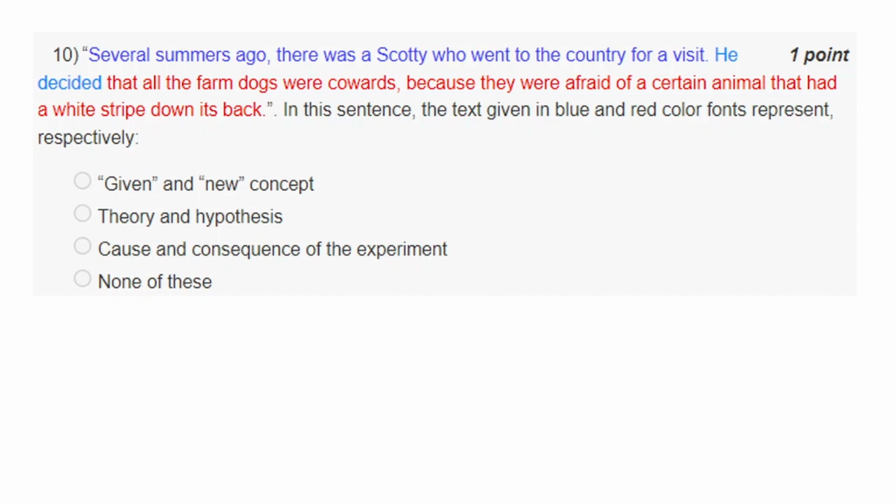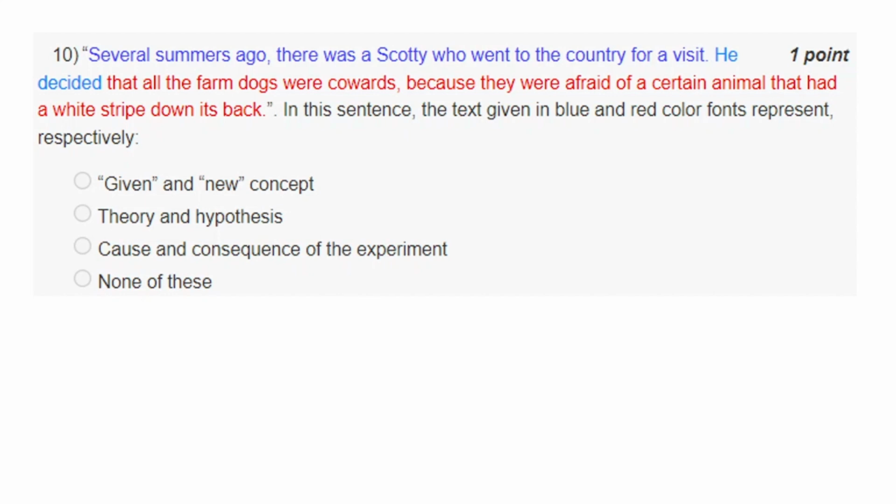So you're saying that several summers ago this thing. So that is what I thought. Like maybe theory. He decided about visiting a place, and that's why maybe. Okay, yeah, they decided that all the farm dogs were cowards because they were afraid of a certain animal with the stripe down its back. Acha, you're saying that was kind of a hypothesis that he came up with, that they were afraid of a certain animal. That's why he decided that all the farm dogs were cowards. Yes, ma'am. Okay, he decided that all the farm dogs were cowards because they were afraid of a certain hypothesized animal.